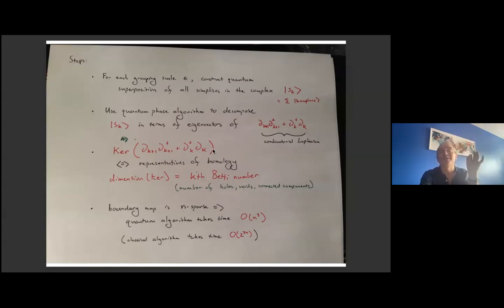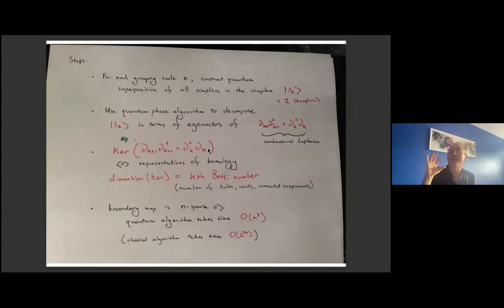I just use a quantum phase estimation algorithm to find eigenstates of this operator and to evaluate their eigenvalue. And if the eigenvalue is 0, then they're in the kernel. And the corresponding eigenstates are then the representatives of the homology. And then I can estimate the dimension of this kernel by just looking at the success probability. What's the success probability for projecting onto the kernel? And that will tell me the dimension of the kernel.